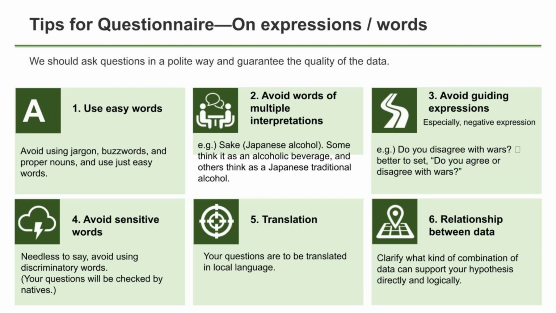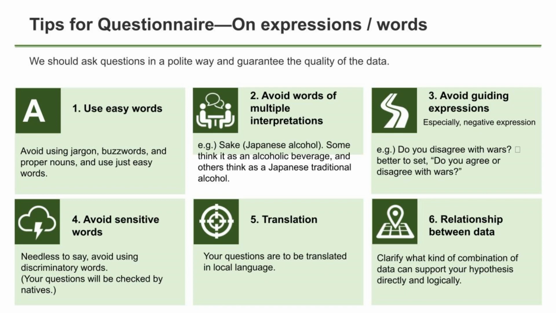Third, avoid guiding expressions. You must be careful that your way of questioning is not arbitrary and does not lead the respondents to answer a particular side of an idea. For example, asking, do you disagree with this idea? Is guiding the respondent negatively. To be fair, the question should be, do you agree or disagree with the idea? Then the respondents would consider the advantages and disadvantages evenly.